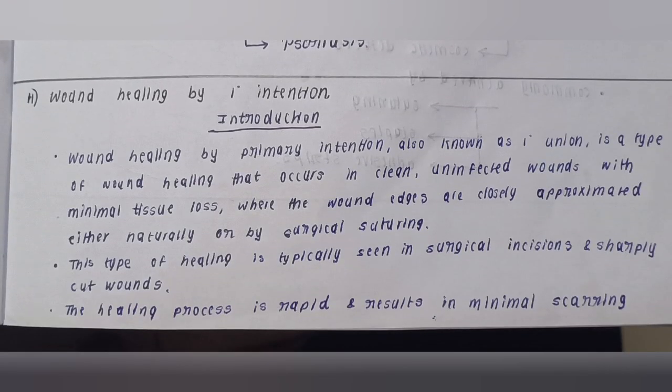Give the introduction for wound healing by primary intention. Wound healing by primary intention, also known as primary union, is a type of wound healing that occurs in clean, uninfected wounds with minimal tissue loss, where the wound edges are closely approximated either naturally or by surgical suturing. What does it mean?